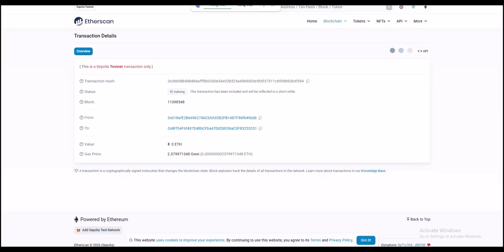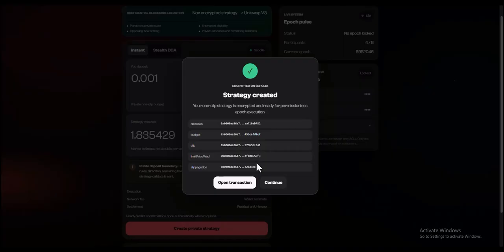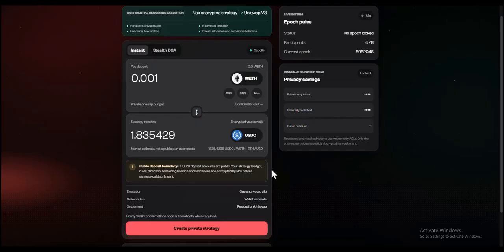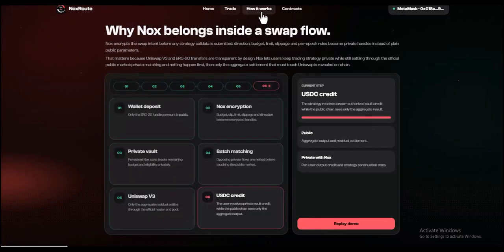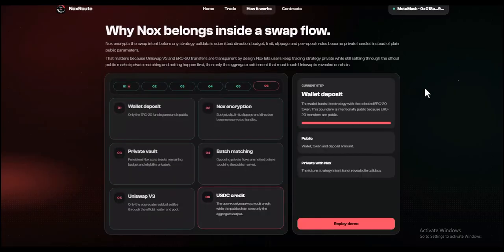The side panels show why this is more than a mock interface. Epoch Pulse shows live strategy state. Privacy savings separates requested private volume, internally matched volume, and public residual. The owner view can reveal private values only when the connected owner is authorized.